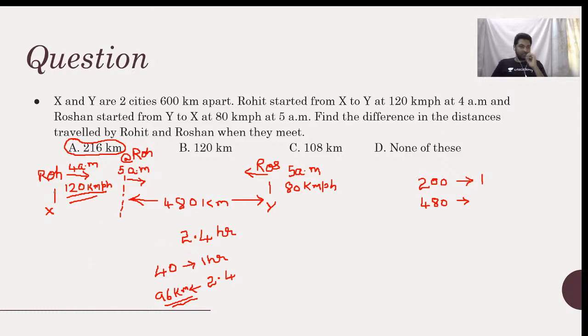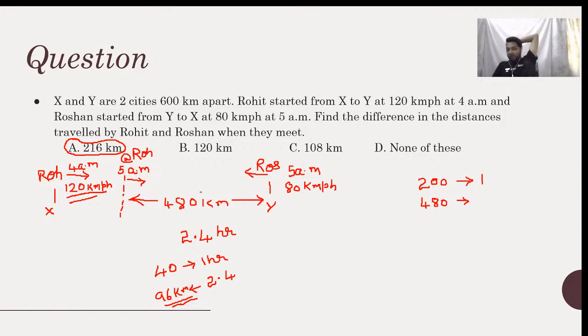Let me explain it once again. This is X, this is Y. Distance is 600 kilometers between them. But Rohit started at 4 a.m. at a speed of 120 kilometers per hour. Therefore, at 5 a.m., he would be 120 kilometers away from X. So, from where he is to the point Y, the distance is 480 kilometers.